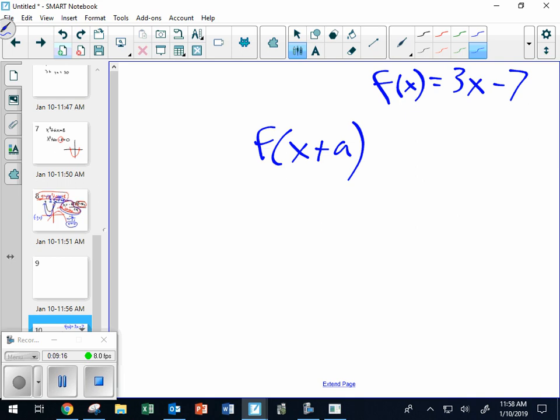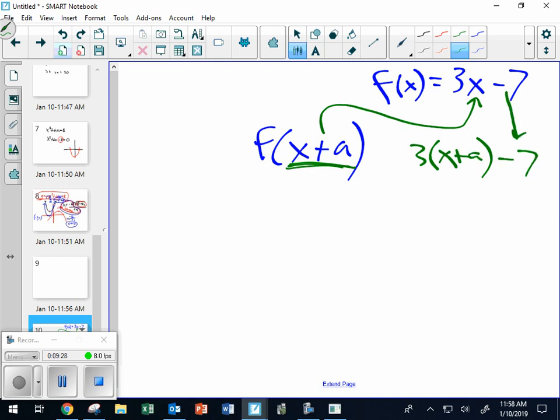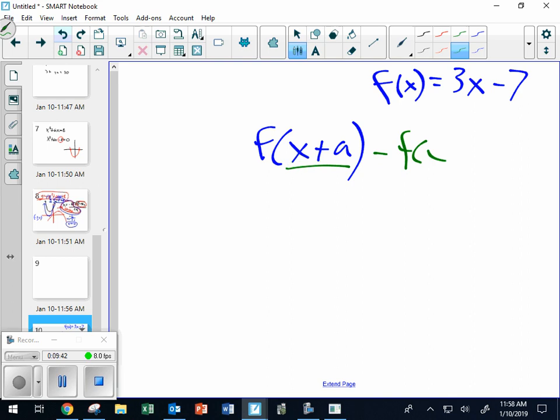All I have to do is stick this into this equation. So it's 3 times what you're supposed to stick in, and then bring this down, and you just multiply it all out. So there was one that was a little more complicated. Let's say it was f of x plus a minus f of x. First I'd do the part I just did, and then I would go minus, what is f of x? It's that.